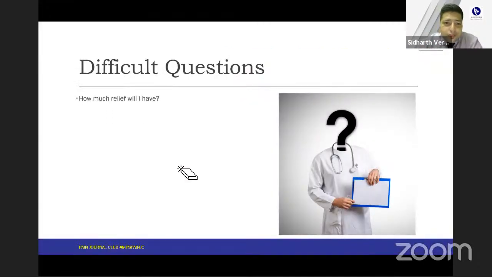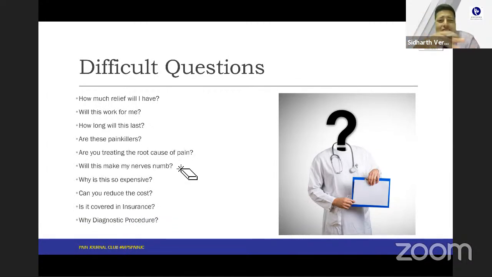There are many difficult questions which can also be made easy through simulation. So just imagine, a doctor being trained on answering this question, which your patient will ask the most commonly: how much relief will I have, doctor? Or will this work for me? Or how long will this last? Or many such questions. Are these painkillers? And likewise, can you reduce the cost? What is the diagnostic procedure?